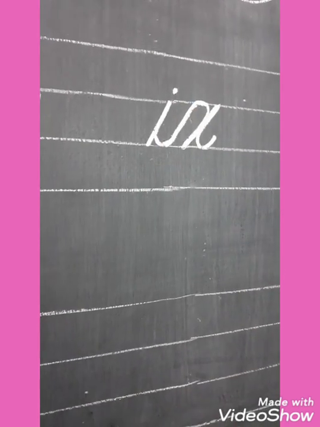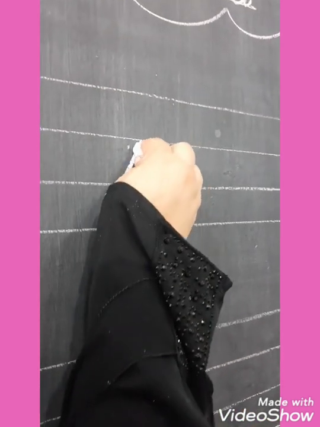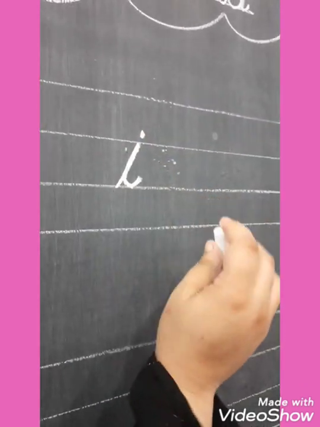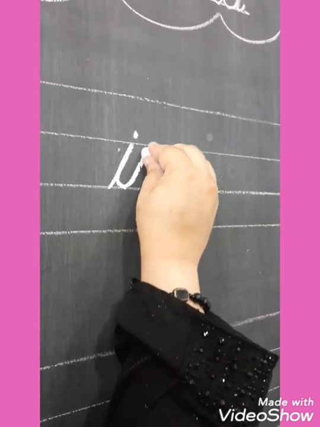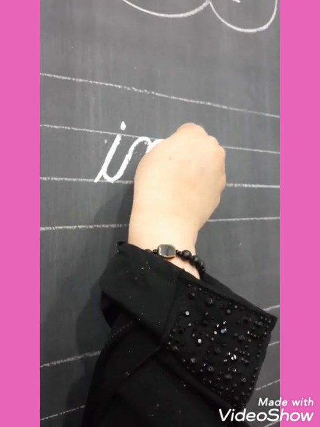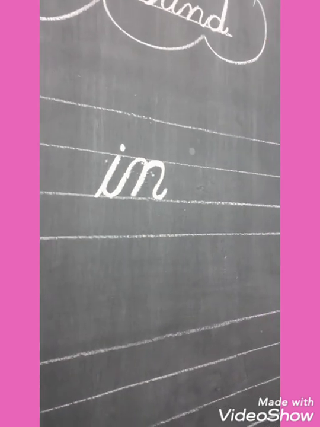IX sounds ix. Your next sound is in. IN sounds in. You know the formation of I. You have written this already. At the end you have to put the dot. अब N आपने touch नहीं करना है तो आपने separate ही लिखना है. इसकी टेल को यहीं से ऊपर लेके जाना है और अपनी small letter n की formation को लिख के you have to make this sound. IN sounds in.